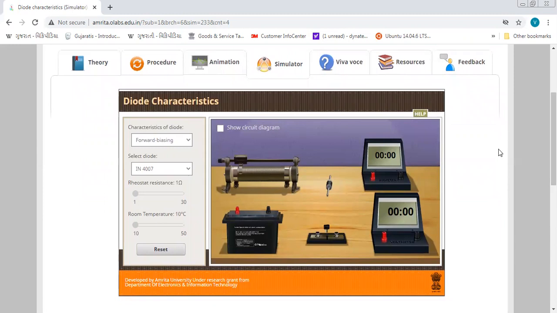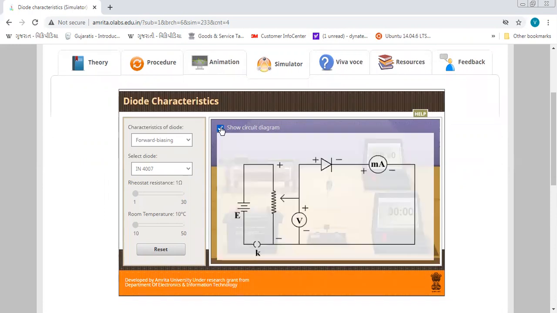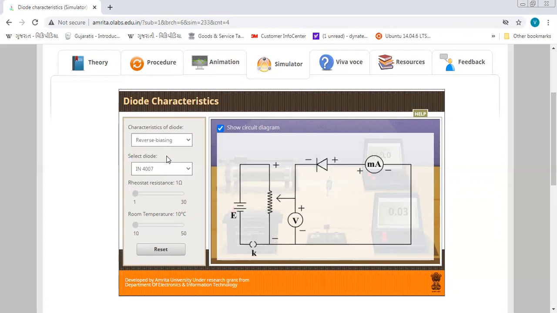So here you can see we need to connect the apparatus. For this, we can take the help of the circuit diagram, which can be viewed from here. Just simply click on it. So this is the circuit diagram for forward biasing. If you first need to do for reverse biasing, then also you can change it from here. As you can see, the PN junction diode is reversed, but we will start from forward biasing.